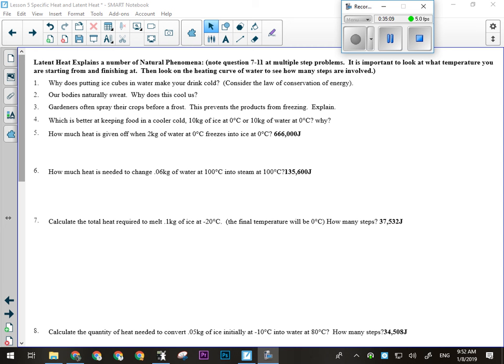Gardeners will often spray their crops before a frost. What I mean by spray is they'll put a light coating of water on the crops. Why is that going to keep the fruit and the leaves from freezing? What's the water going to do when it drops below freezing? It's going to freeze. Now, when water freezes into ice, energy is lost. It's released. Where does that energy go? Into the plant. Exactly. Keeps the plant from freezing.